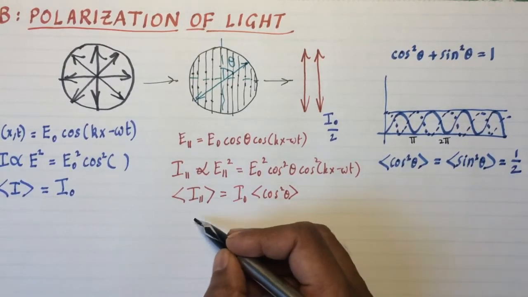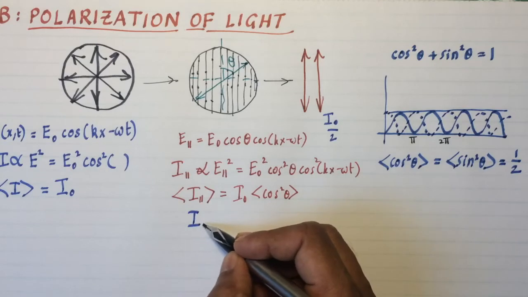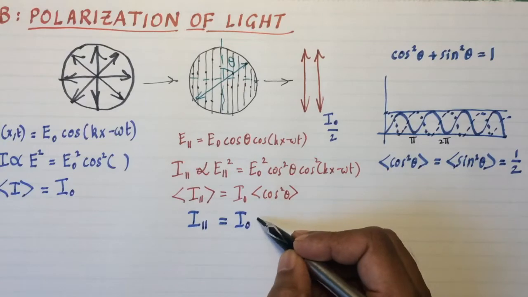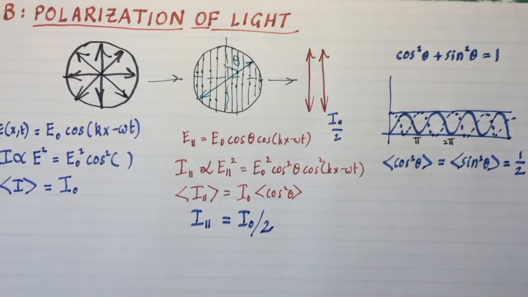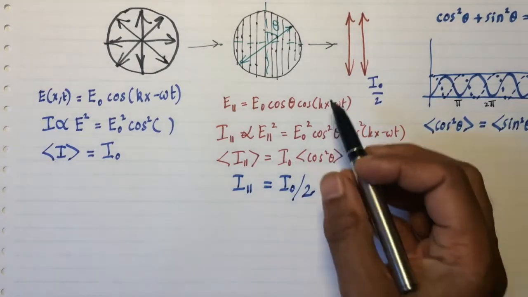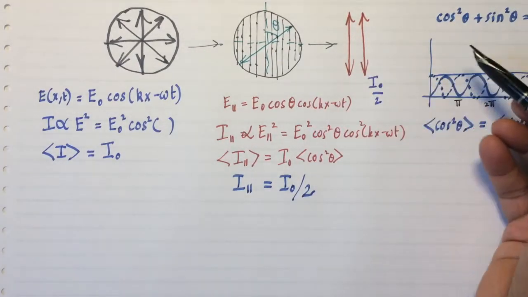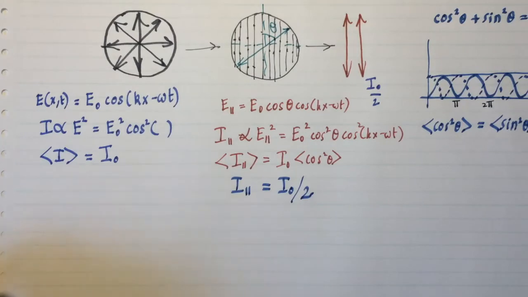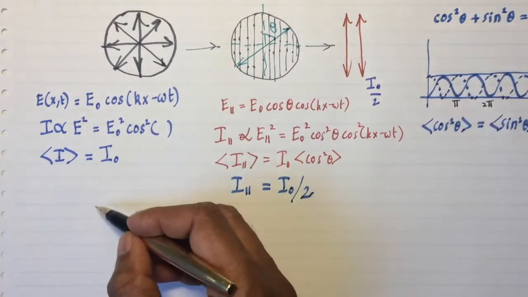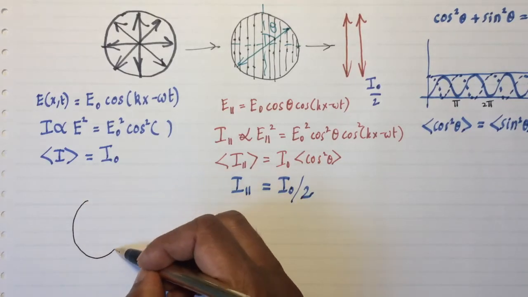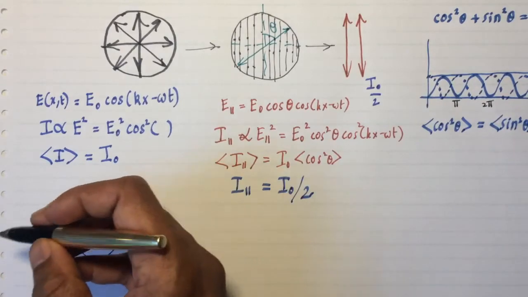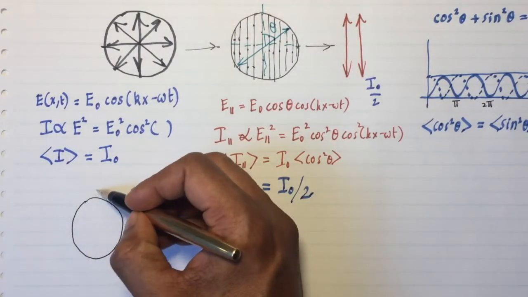And so we have our famous result, that the polarizer admits a light, I parallel, which is equal to the original intensity divided by 2. That's the first rule of polarizers. The second rule is, if you pass this light through another polarizer, what happens? Well, this is already marching in the north-south direction, and if you pass it through another polarizer which is making an angle of say phi with respect to this one, then you're going to get this situation.